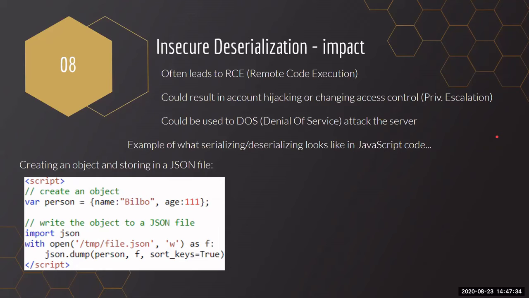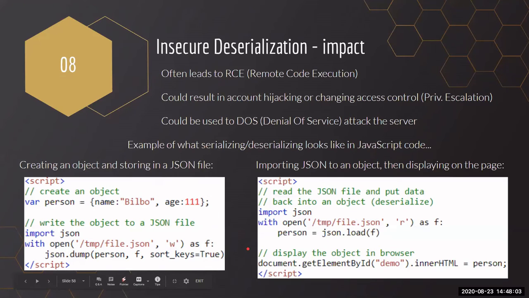Then you write that object to a JSON file. So you import the JSON library and then open this file.json for writing access. And then you do json.dump and you put the person object in there. The rest of these arguments are just specific to the json.dump, but basically it's just being written to a file for later retrieval or for transport over the network to somewhere else.